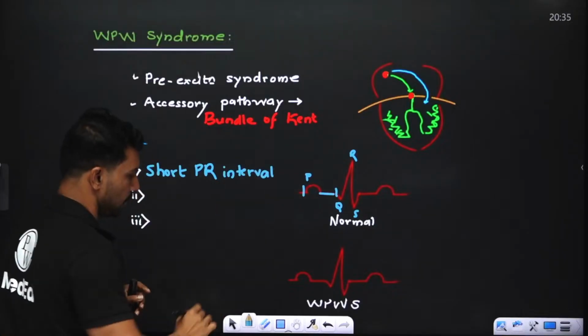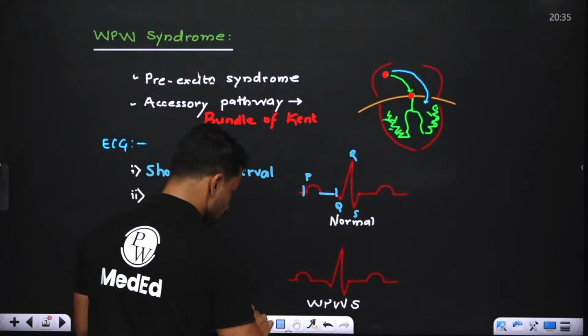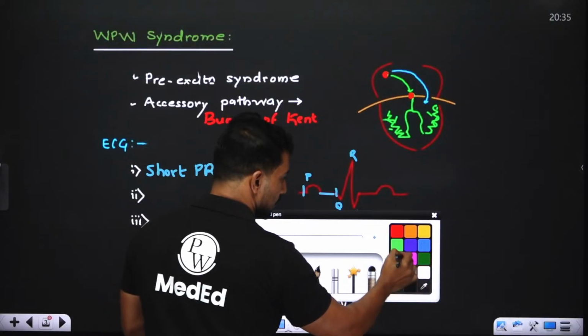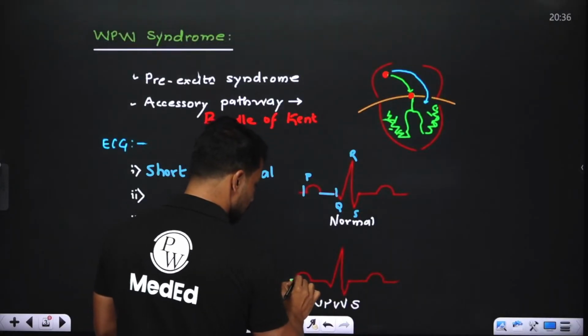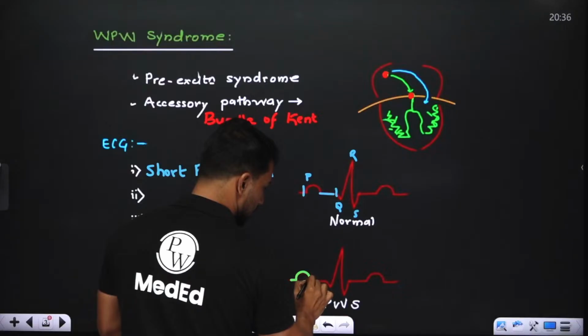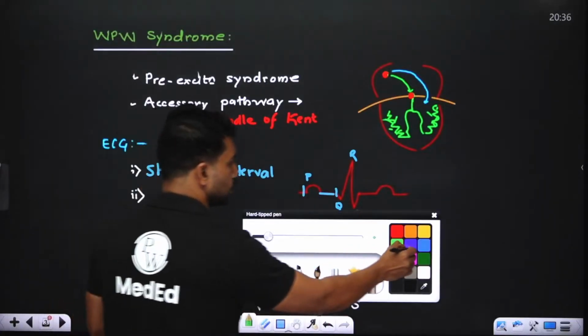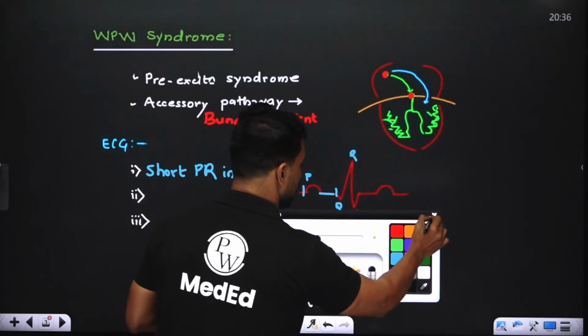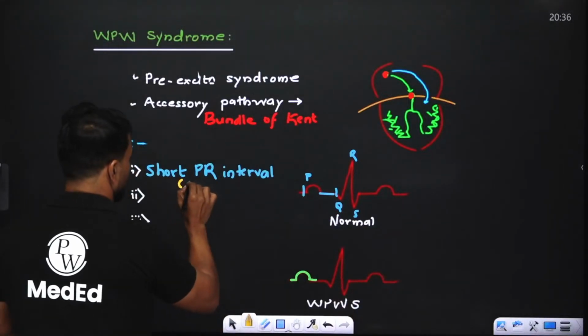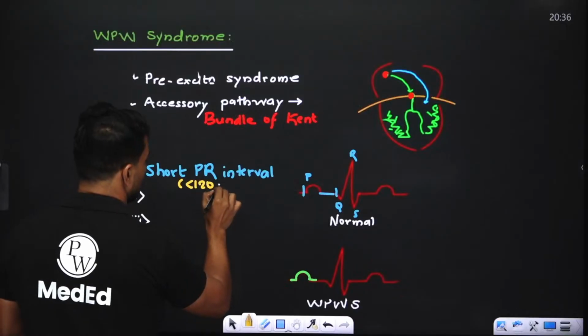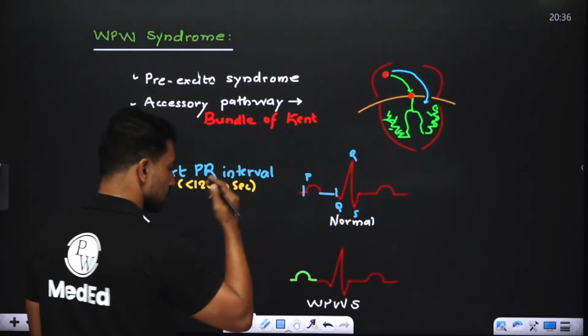Short PR interval. So the WPW syndrome ECG is going to look like this. I'll have a P wave, but after that, I may not have this long PR interval. It becomes shortened. When do I call it a short PR interval? When the PR interval is less than 120 milliseconds or less than 3 small squares.